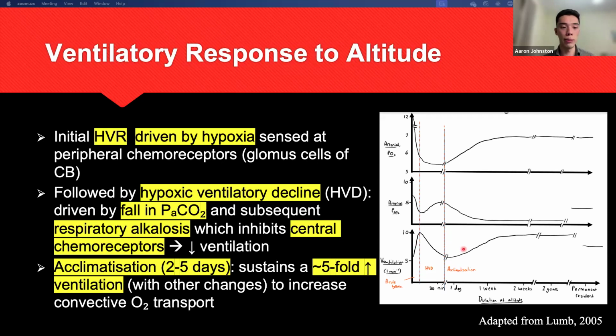Remember, our peripheral chemoreceptors, the glomus cells in the carotid body, sense this drop in arterial oxygen. They project to the central centers. The central centers increase ventilation.